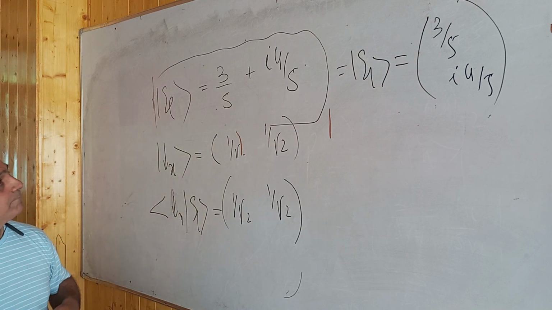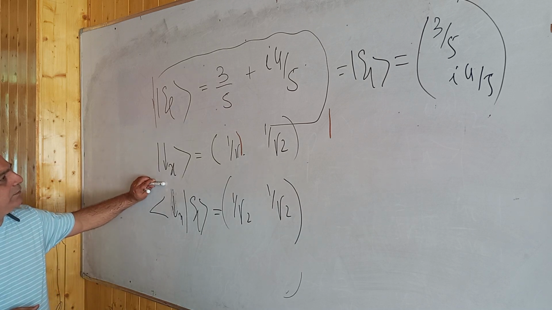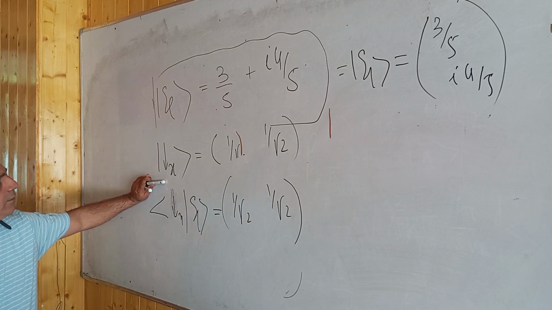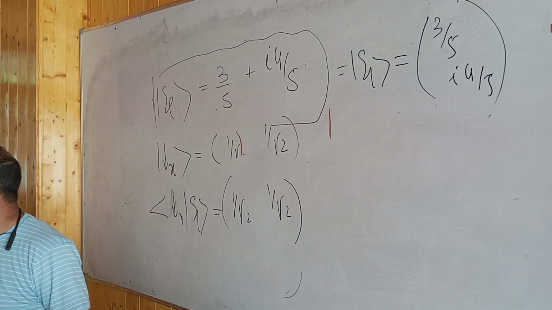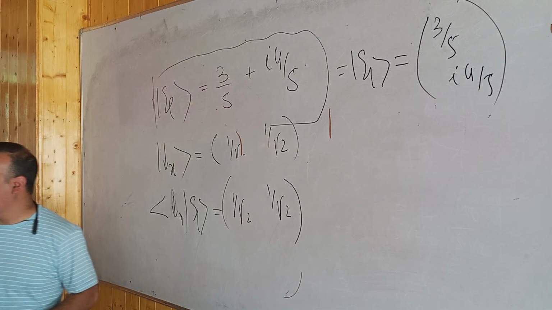Ket of spin down? It will come in the column. No, it will come in the row. You check your copy. You check it. Come on.